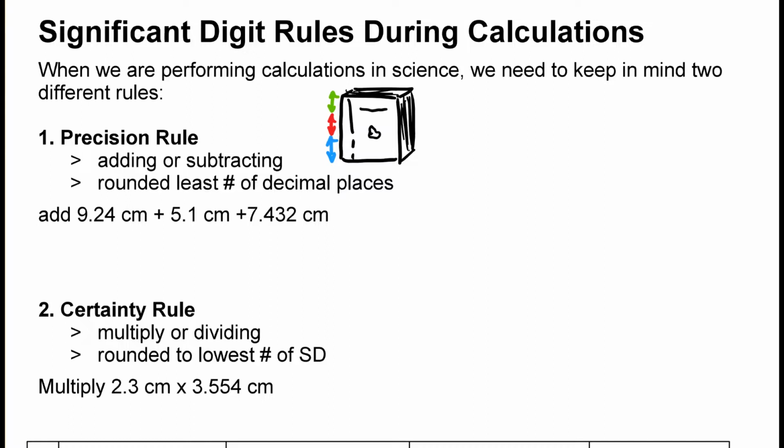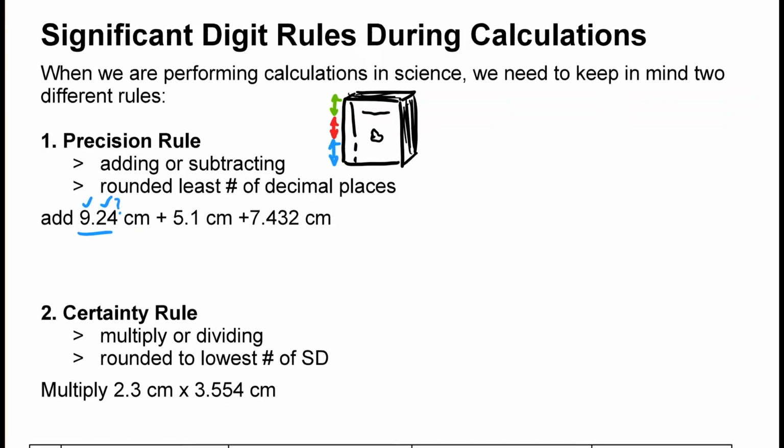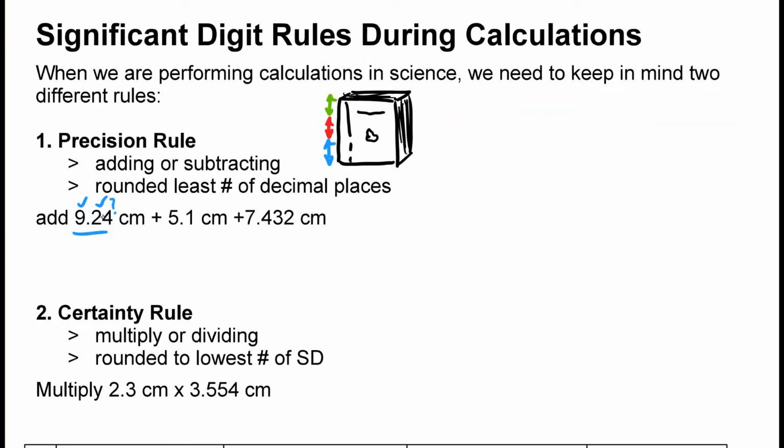Now, that first group, they measured 9.24 centimeters. And what that means is that they measured a 9 and they're certain about it. They measured a 2 and they're certain about it. But they measured a 4 and they had to estimate it. They weren't totally sure. That's a question mark, by the way. So remember, their instrument allows them to measure up to 2 decimal places. Sure, no problem.